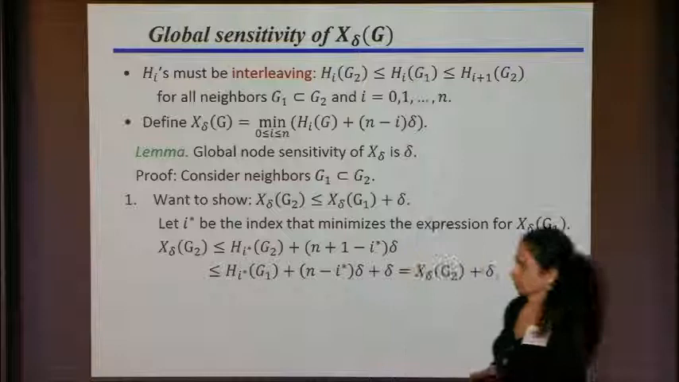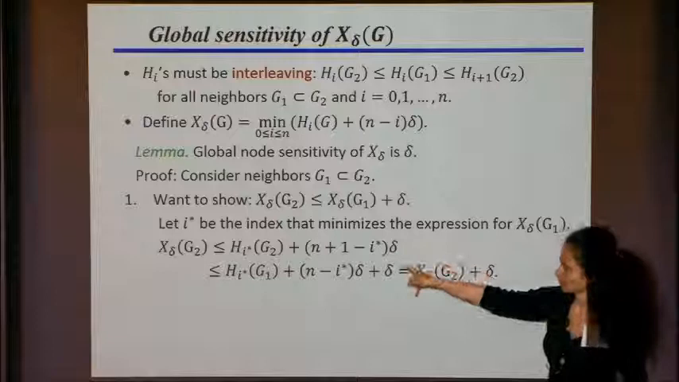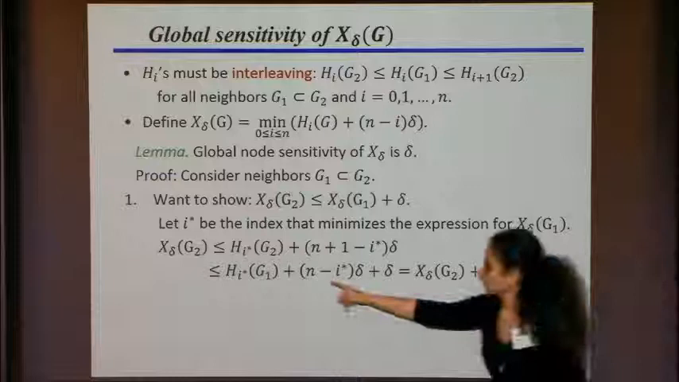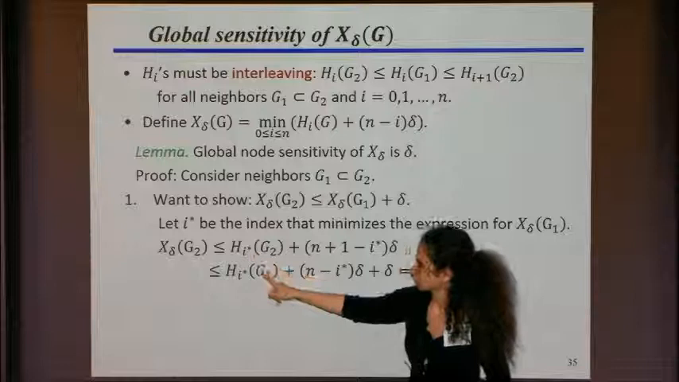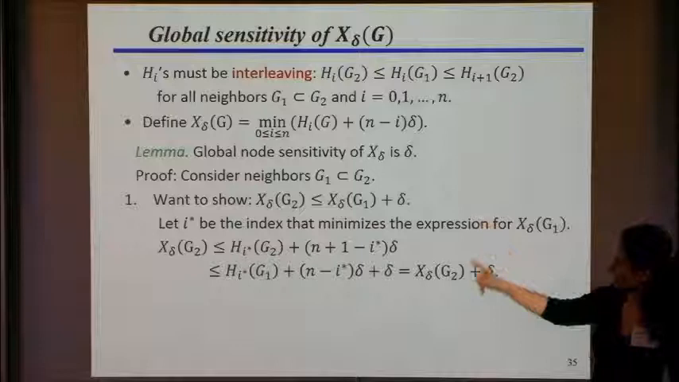Since the expression for X delta is the minimum, in particular, if we substitute i star there, it's going to be less than or equal to the corresponding expression. Here we have n plus 1 because it's a graph on n plus 1 nodes. Now we just write this out here, and we use the interleaving property. Since we're going to a smaller graph, the corresponding h is going to be the upper bound. And this part is equal by definition to X delta of G2, plus delta.